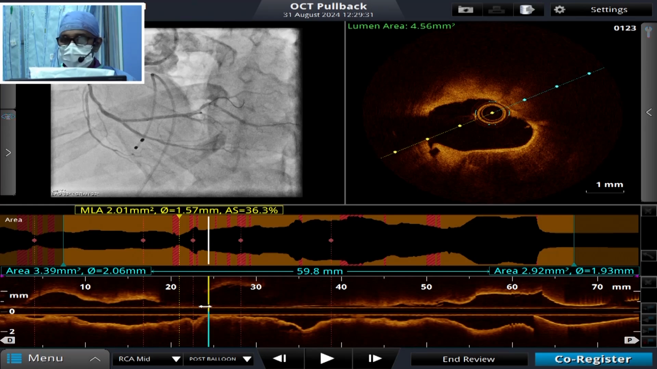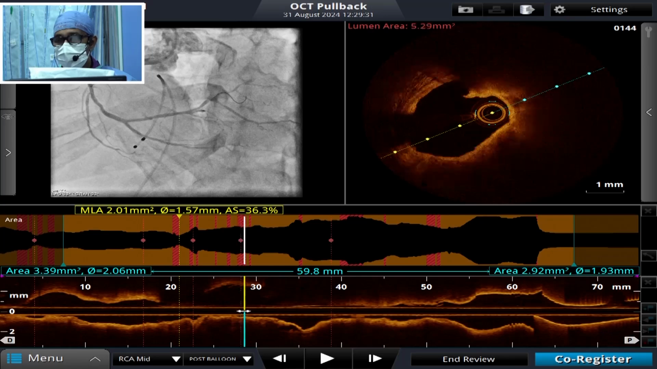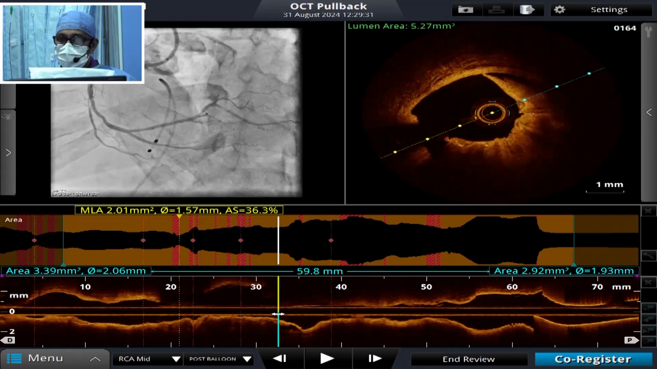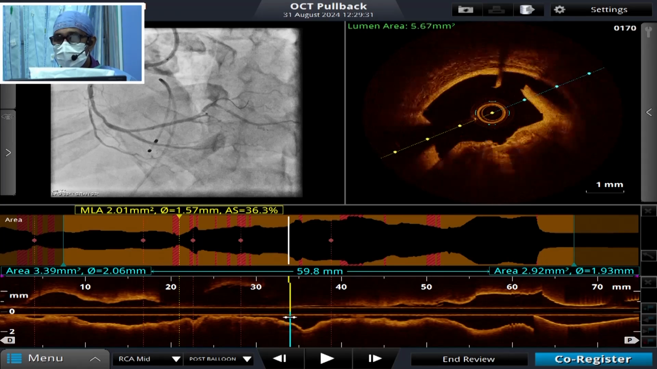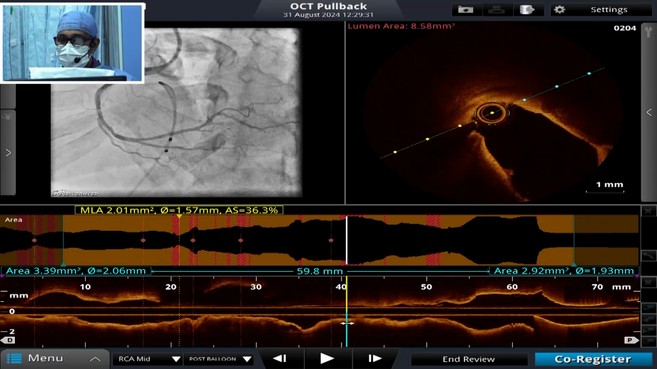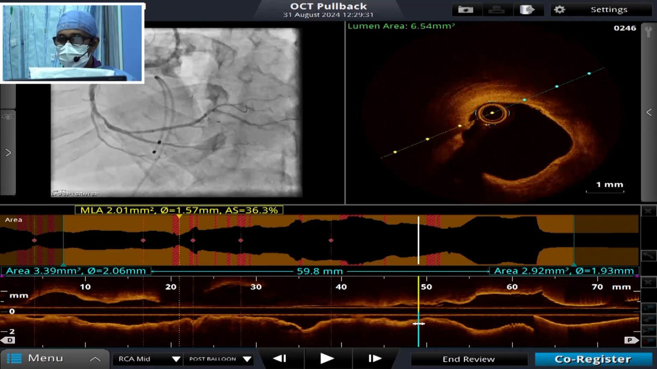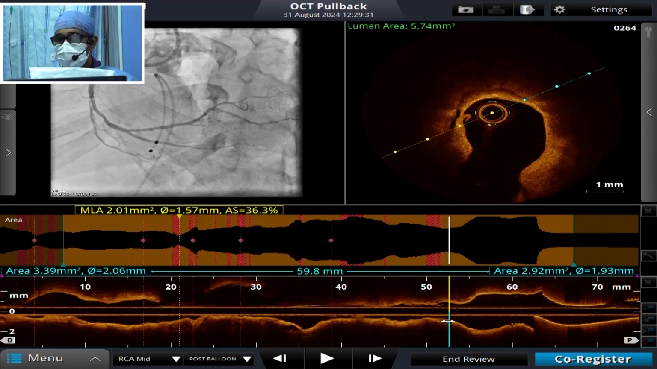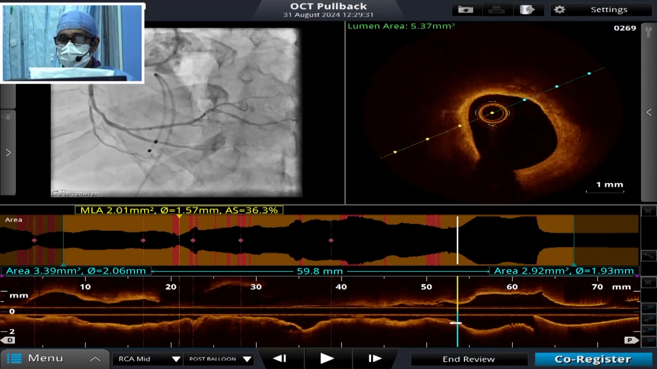You are seeing the vessel disruption. And as you come furthermore proximally, dissections. Here we are seeing multiple dissections. And as we come furthermore proximally, okay, so that's what we've seen.